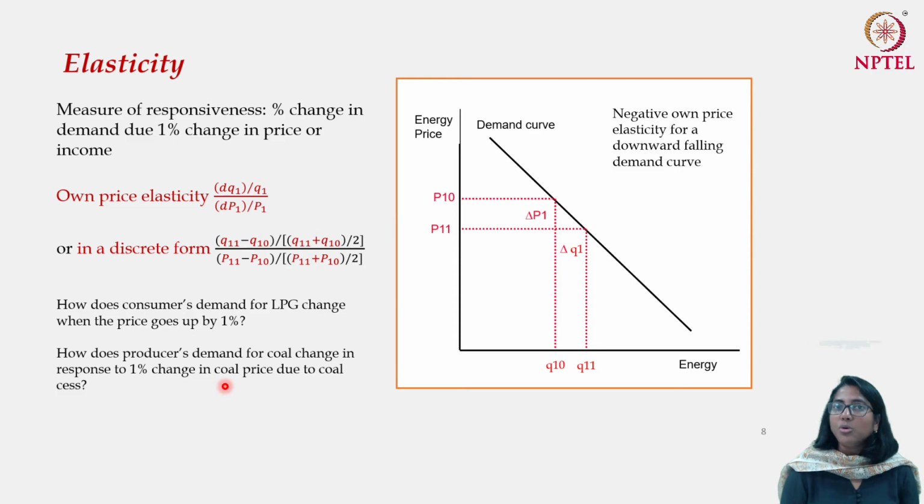Now this is true only if the own price elasticity of coal is very high. Then only by imposing this cess can one expect a greater reduction in the demand for coal. However, if the coal demand is not so responsive, that is, if the elasticity is not so high, then even after imposition of coal cess, you may not expect too much of a decline in the demand for coal. So these are the kind of questions that are addressed through the concept of own price elasticity.